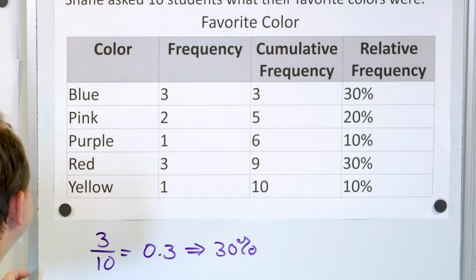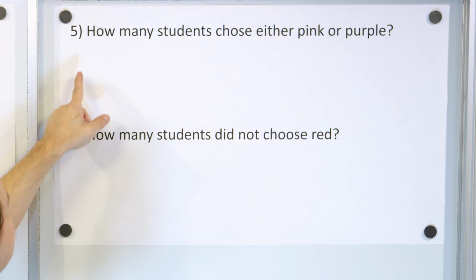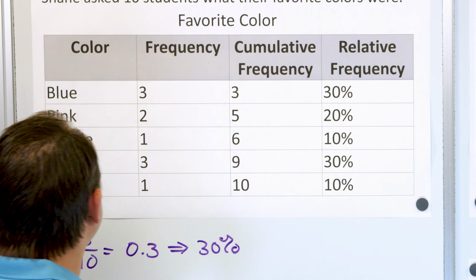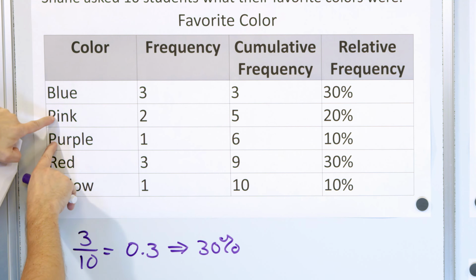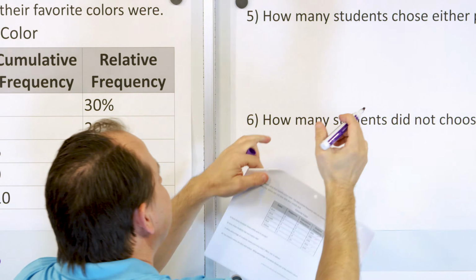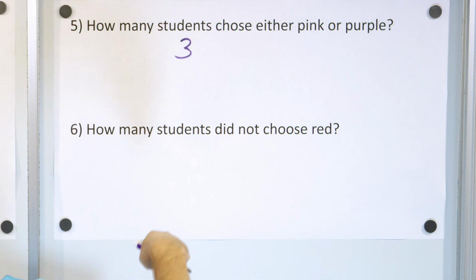All right. Now let's take a look at our first actual problem. How many students chose either pink or purple? Pink or purple? So we look in the pink, we look in the purple. How many students? How many respondents? Together, 2 plus 1 is 3. So only 3 people chose pink or purple. You can get this answer by going to the raw data and counting, but from the table, it's much faster, especially if the data is very long.